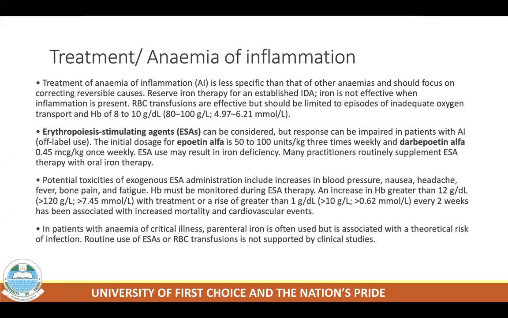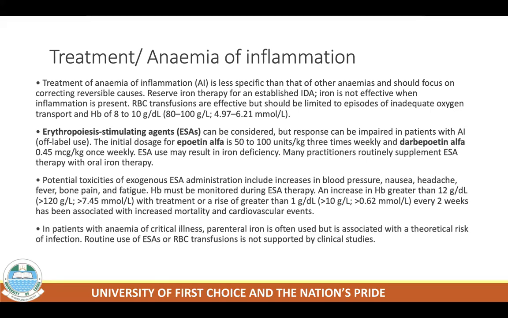Then another group of medicines that are commonly used in anemia of inflammation are called erythropoiesis stimulating agents. Of course, you know erythropoiesis is that process of forming new red blood cells. So these agents can be considered in patients with anemia of inflammation. Examples are epoetin alpha, and the initial dosage is usually 50 to 100 units per kg 3 times a week, or darbepoetin alpha, which is given weekly.